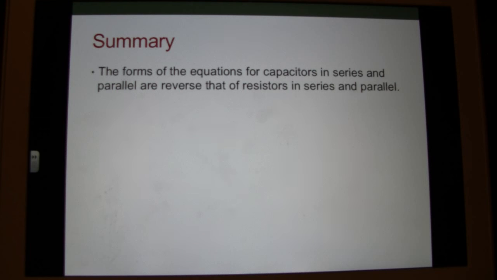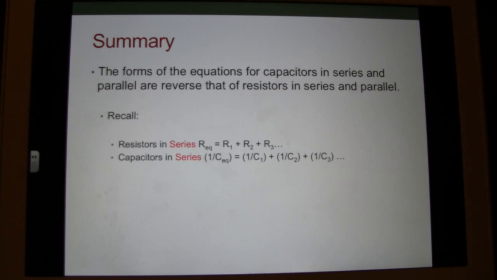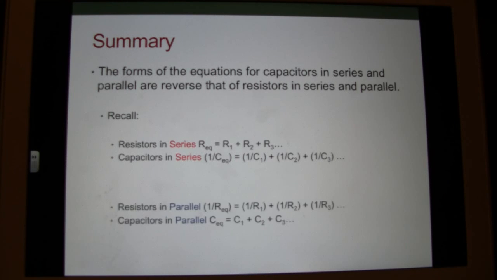From these relationships, we can see that the forms of the equations for capacitors in series and parallel are reverse that of resistors in series and parallel. Recall, our equation for resistors in series is equal to the sum of the individual resistances. But for capacitors in series, the formula looks a little bit different. And then, again, recall the equation for resistors in parallel. And we see that the capacitors formula in parallel is different.